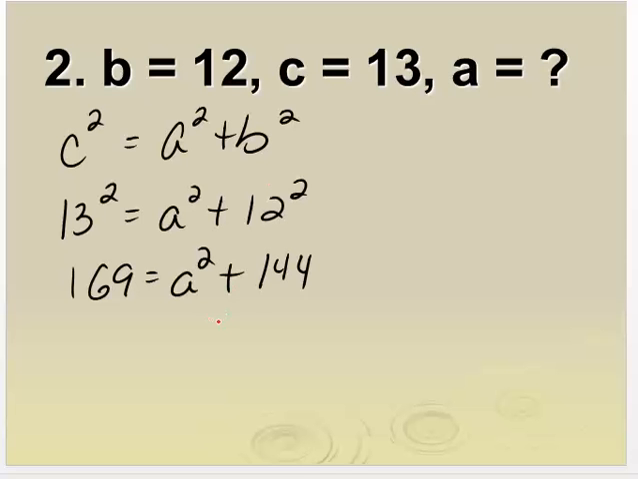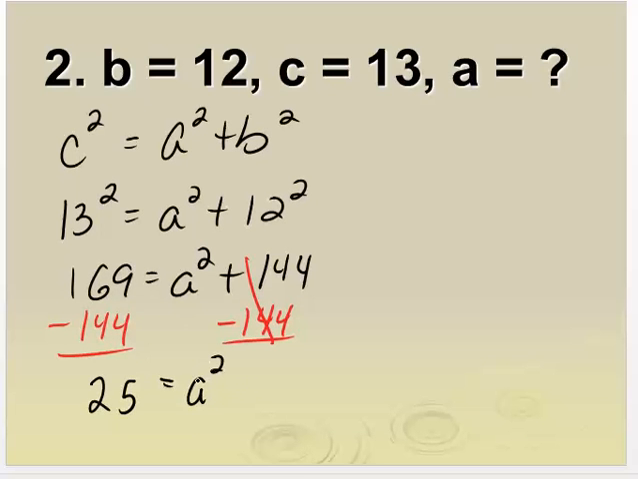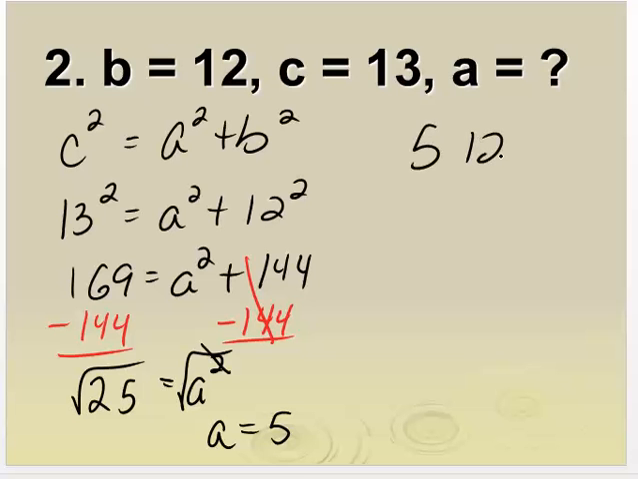To solve, we're going to subtract 144, and we find that A squared is 25. To undo a squared, we do the square root of both sides. Again, just our positive or principal square root, so A is 5. 5, 12, 13 is also a Pythagorean triple, 3 whole numbers that satisfy the Pythagorean theorem.